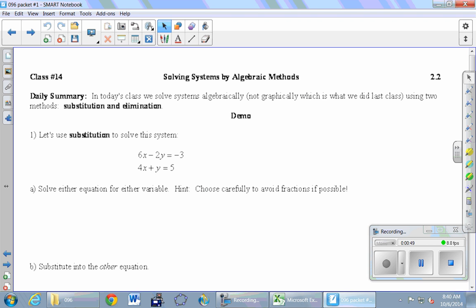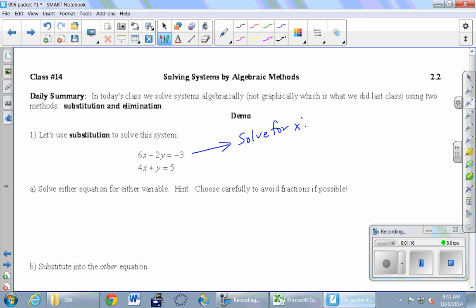Okay, so we'll start with number one, using substitution to solve this system right here: 6x minus 2y is -3, and 4x plus y equals 5. The first step says solve either equation for either variable, and there's a hint: choose carefully to avoid fractions if possible. You can write this if you want to, but this is not how we're going to start this problem. For example, you could solve this equation here for x, which I don't think is a great idea, and we'll see why in a second.